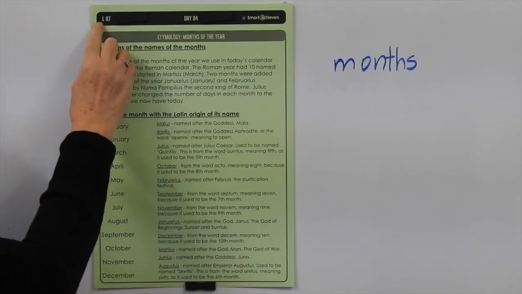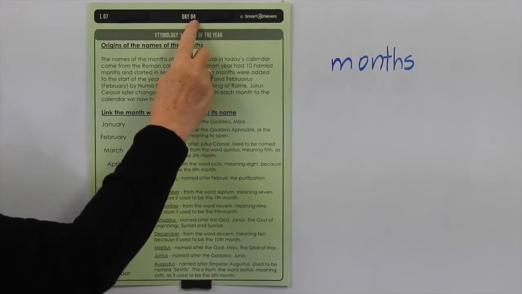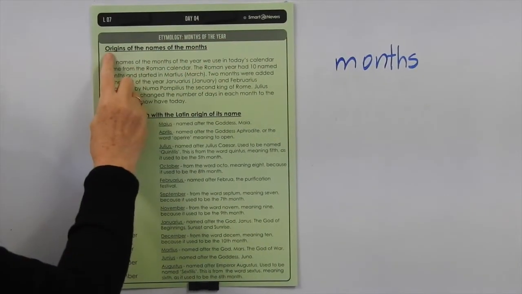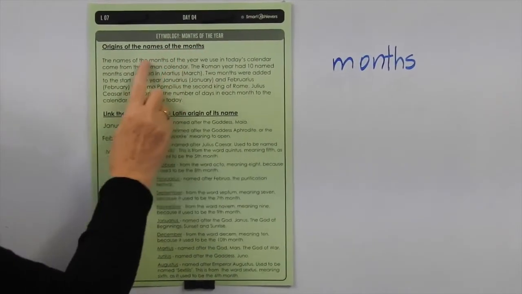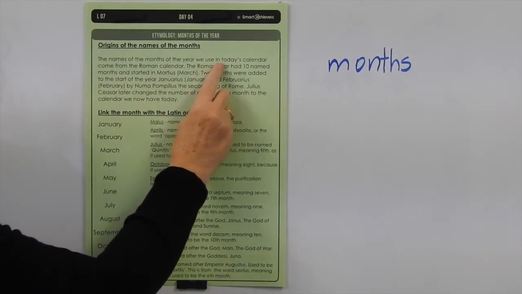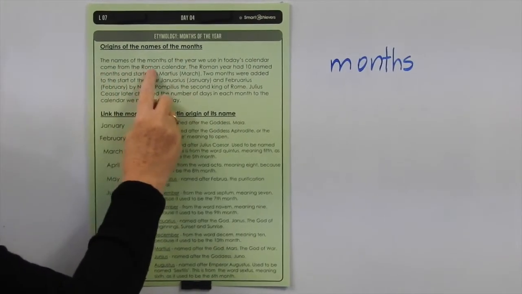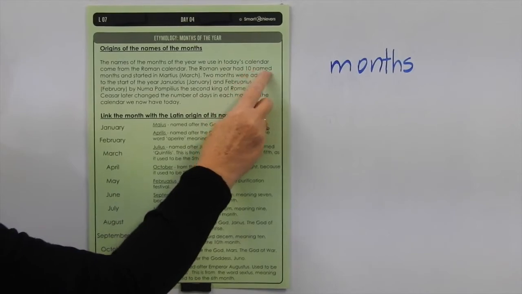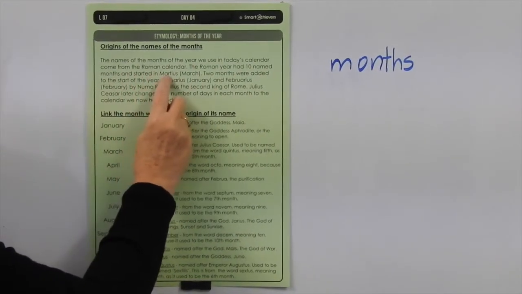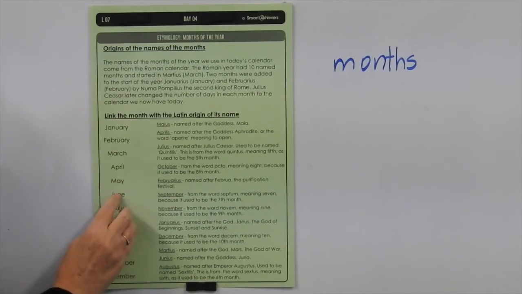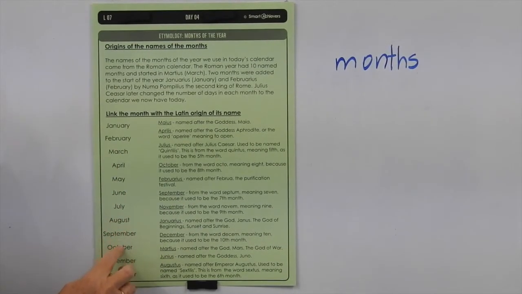This is level L list 7 and we're doing the day 4 page, and here we're looking at the etymology of the months of the year. So the origins of the names of the months. So this is what happened. The names of the months of the year we use in today's calendar come from the Roman calendar. The Roman year had 10 named months and started in Martius or March, which is here. So we'd have 1, 2, 3, 4, 5, 6, 7, 8, 9, 10.